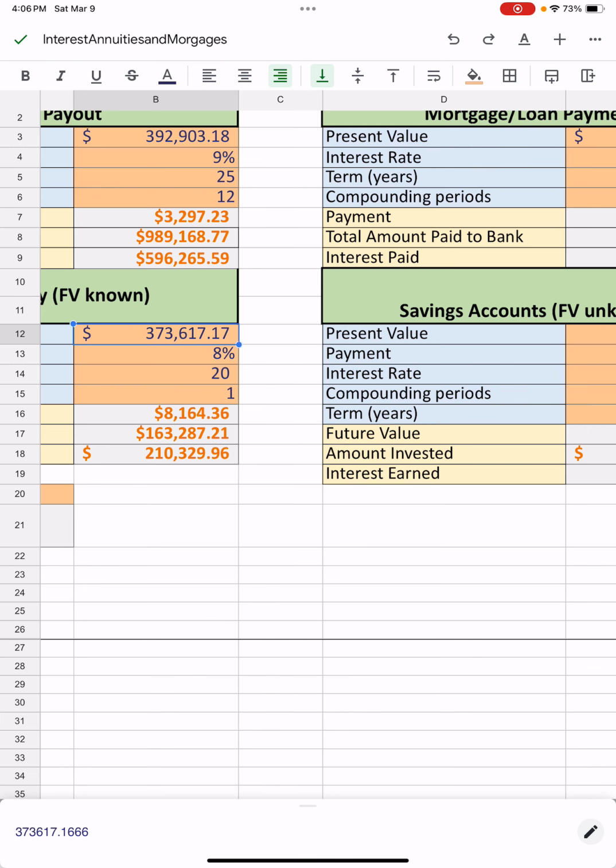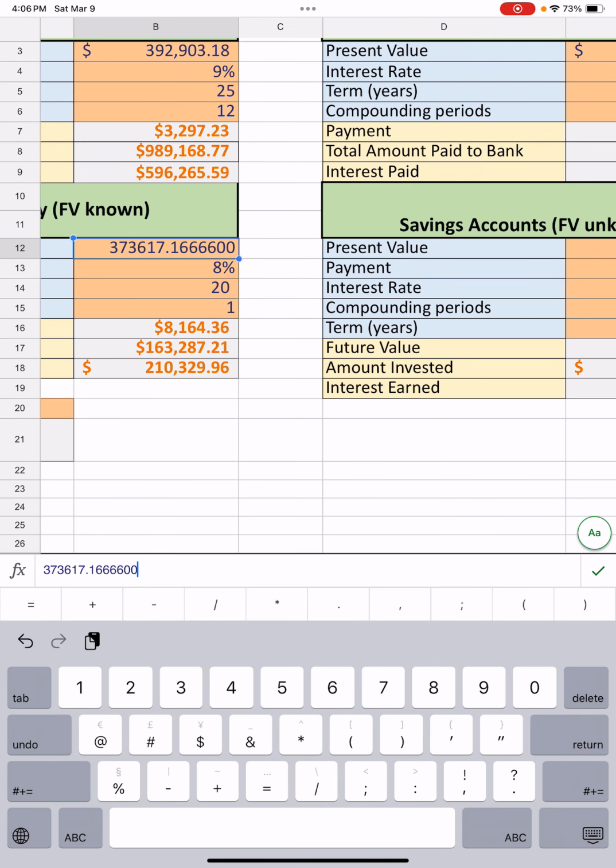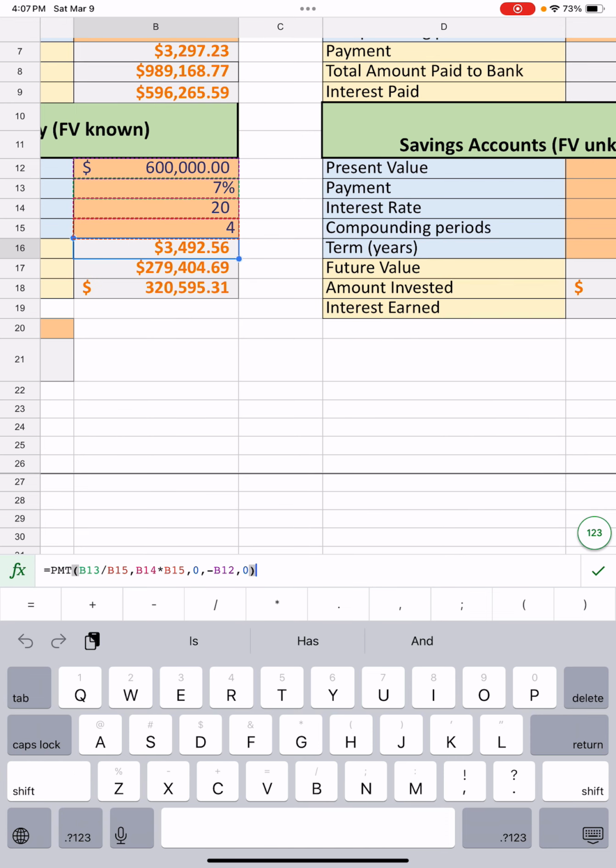So in here, I'm going to type 600. Oh, I guess we got to delete everything. Return, and then this should be 7%. It's for 20 years, and then it's compounded 4 times a year. So that changes things a little bit. Let me make sure. Changes things a lot, actually.